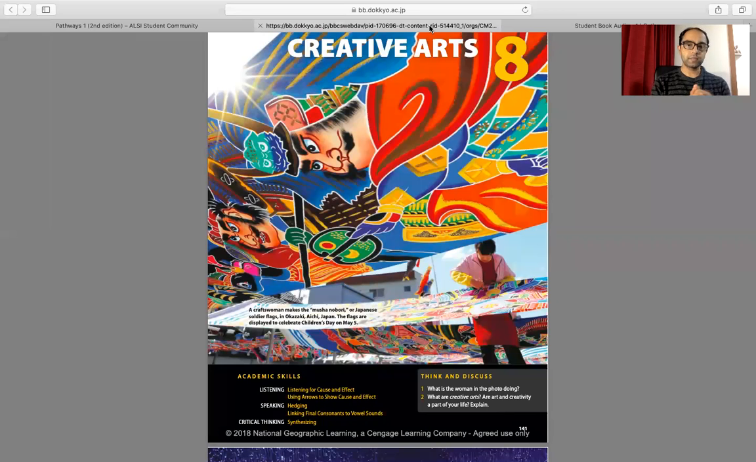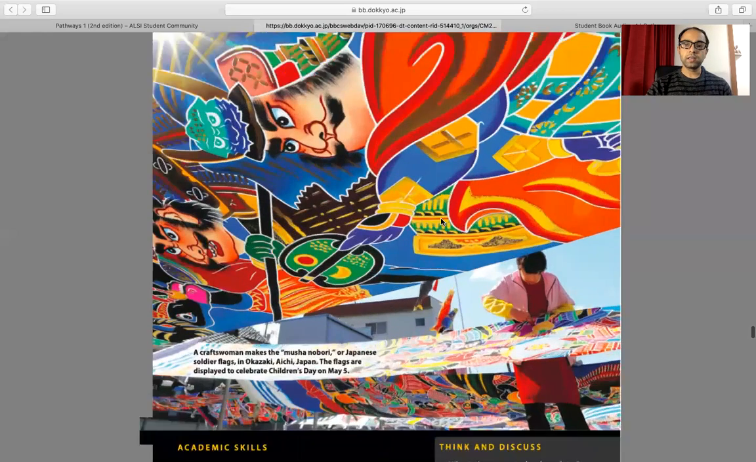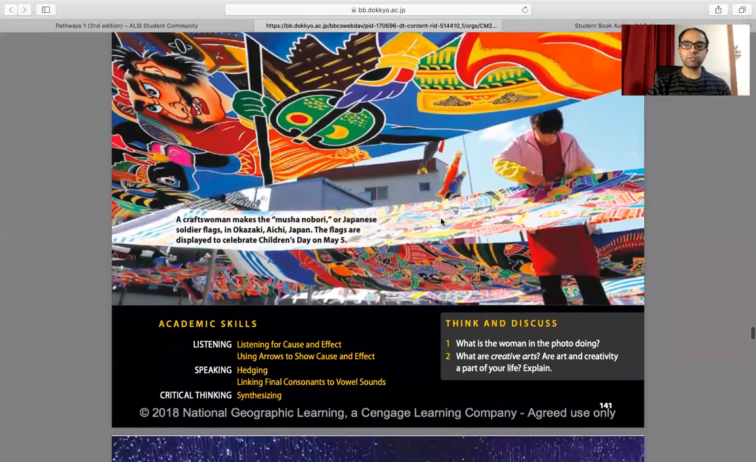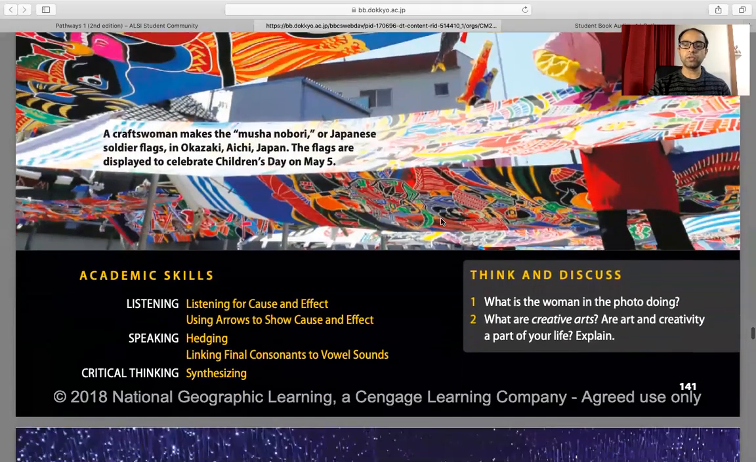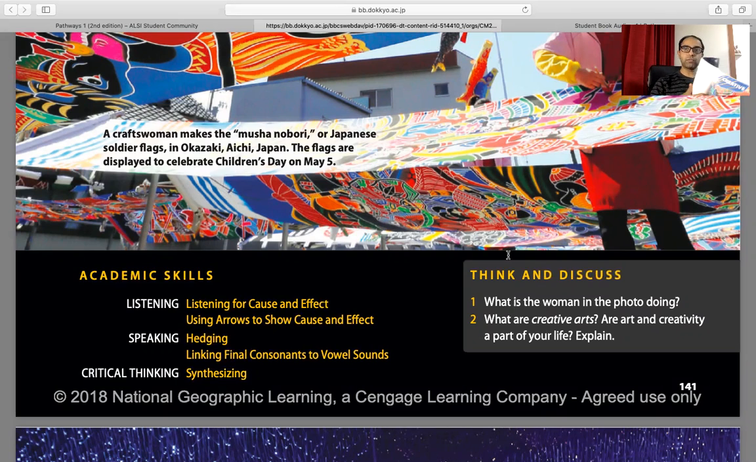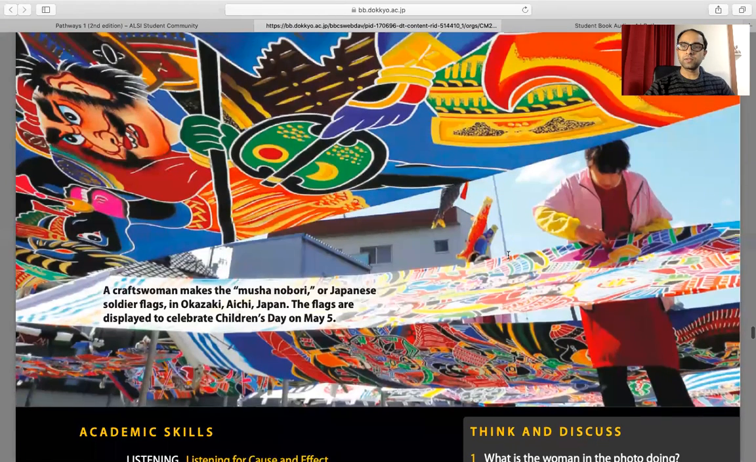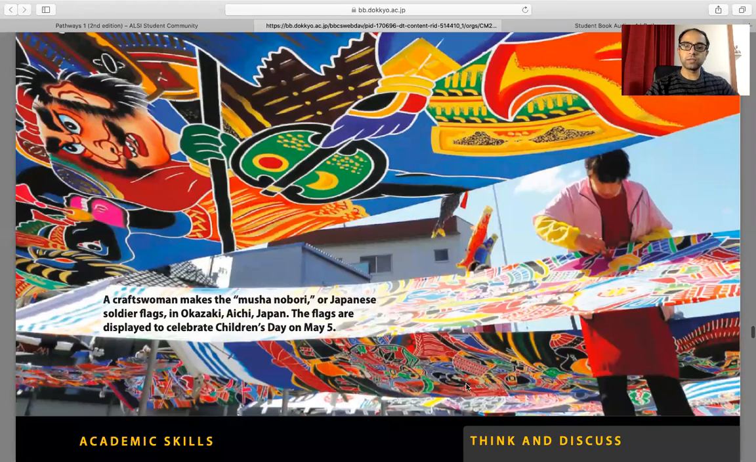The textbook page is 141. If you look at the bottom of 141, you have 2 questions to discuss. Think and discuss. First one, what is the woman doing in the photo? So if you see your textbook, you can see a woman doing something in the photo. I hope maybe you can see that. I don't have to show it together. Right there. What is this woman doing in the photo?